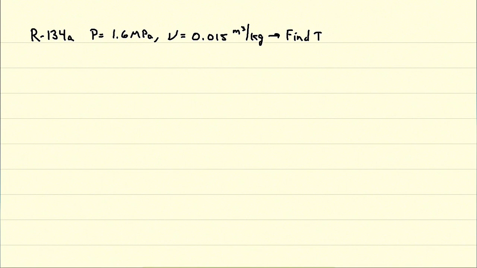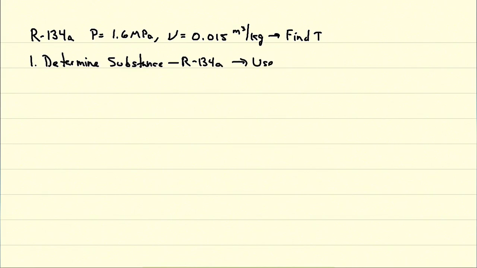0.015 cubic meters per kilogram. Okay, so following our rule of thumb, the first thing that we need to do is to determine the substance. Well, this is pretty straightforward. You're told that it's R134A, so that means that you're going to be using the R134A tables. Okay, so our substance is R134A, so we're going to use the R134A tables. Okay, no problem there. Okay, the not so easy thing, rule of thumb number 2, step number 2, determine the phase.